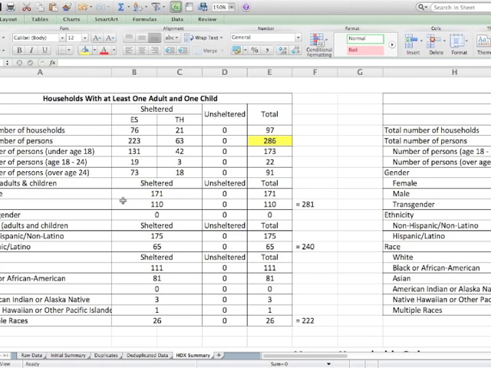The first table that you'll see on your screen is for households with at least one adult and one child. These are for the families. This is only families, which means that there's one adult over the age of 18 and one child under the age of 18 in the household. What we've done is we've counted all of those families that are in emergency shelters.